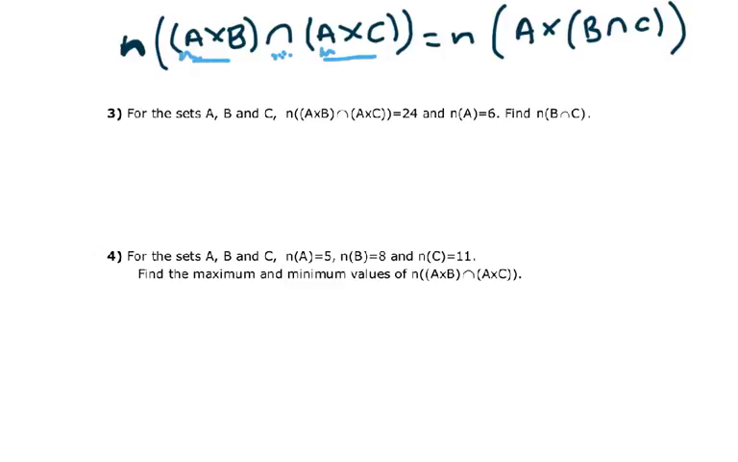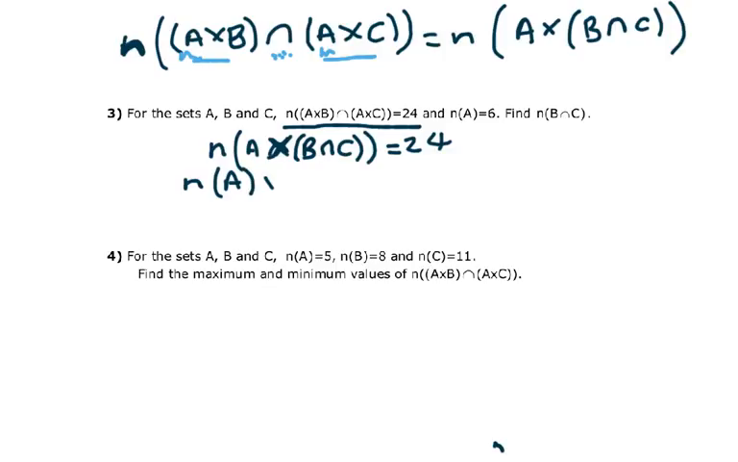So let's continue this. We're told that the number of elements in A cross B intersected with A cross C is equal to 24. So what we can say is that the number of elements in A cross the intersection of B and C, because A is in both, remember, is equal to 24 there. But now we also understand that the number of elements in the cross product is just the same as when we take the number of elements in either set.